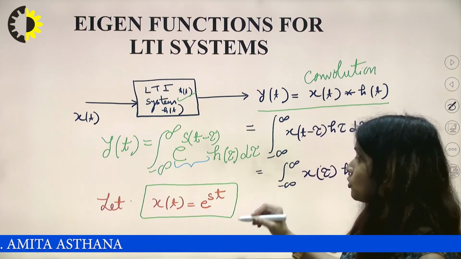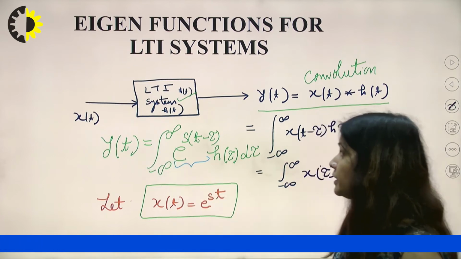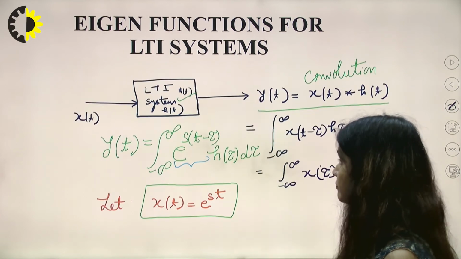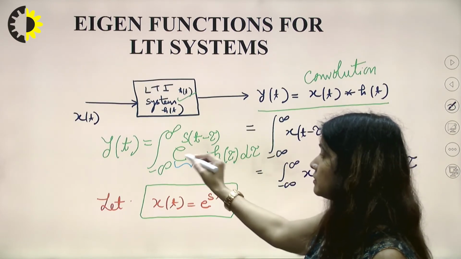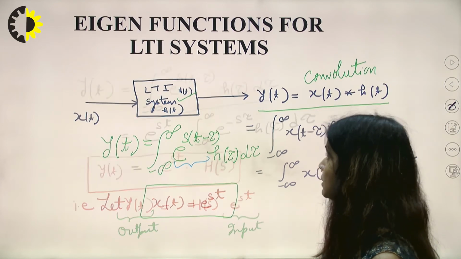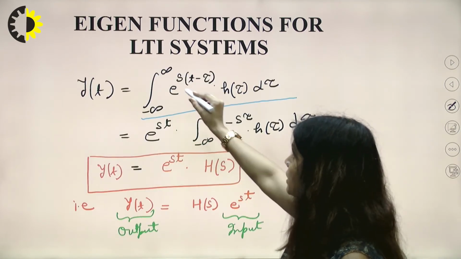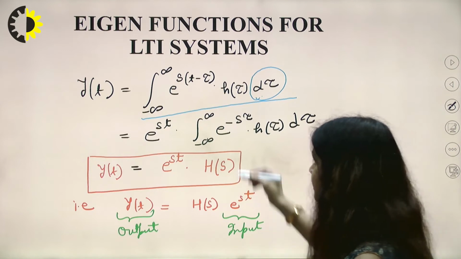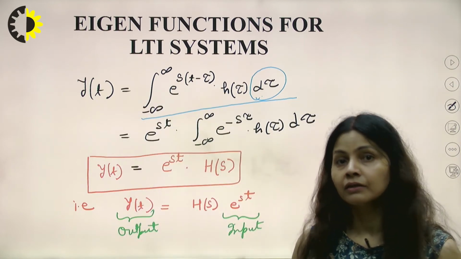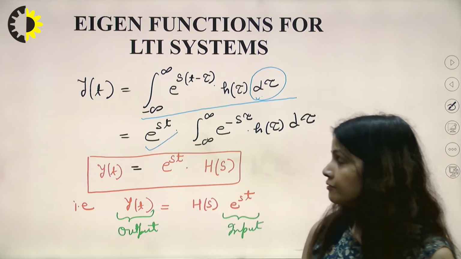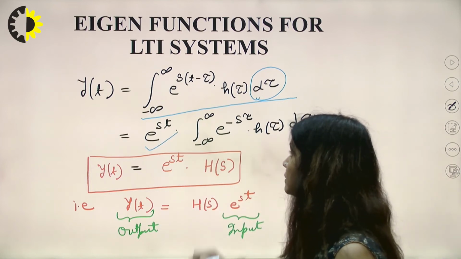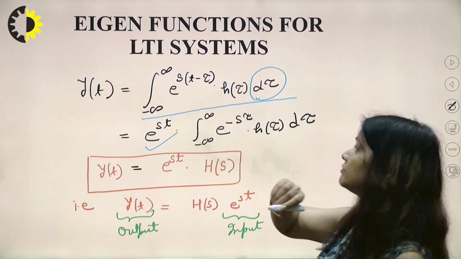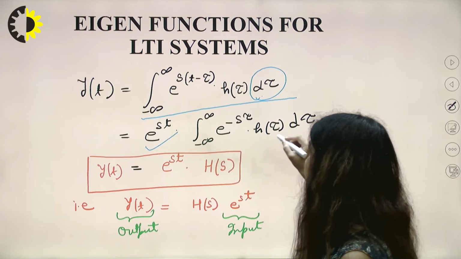Now let us calculate the response y(t). Here we have this term as we have written, and now I will open this exponential. This comes out to be e raised to the power st. Since we are doing integration in terms of tau, I can take e raised to the power st as common. So I have taken e raised to the power st as common, and in the integration what I am getting is the integral from minus infinity to plus infinity of e raised to the power minus s tau, h(tau) d tau.